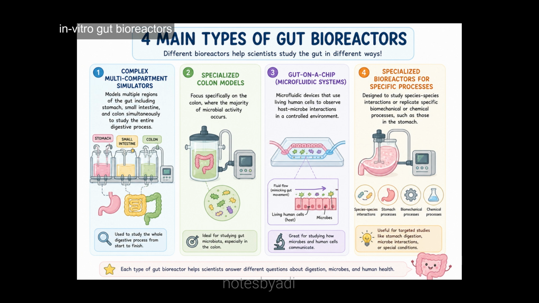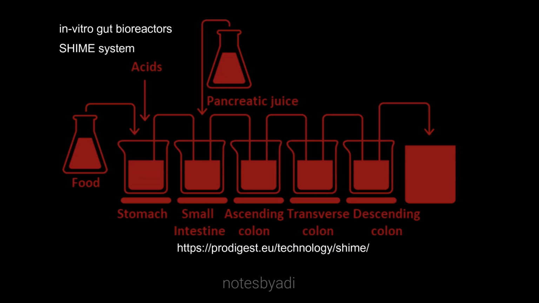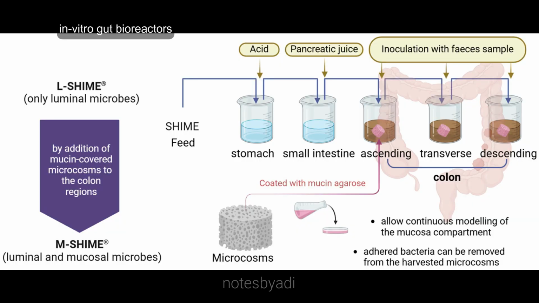I have collected some examples of each of these four bioreactor groups, with the most popular one being a complex compartment machine known as the SHIME system. SHIME stands for the Simulator of Human Intestinal Microbial Ecosystem, and it mimics the entire gastrointestinal tract and allows long-term studies of the microbiota. There are multiple extensions of the SHIME system, such as with the addition of mucin-covered beads to allow any study of the bacteria that adhere to the intestinal wall. This is known as the mucosal SHIME system.